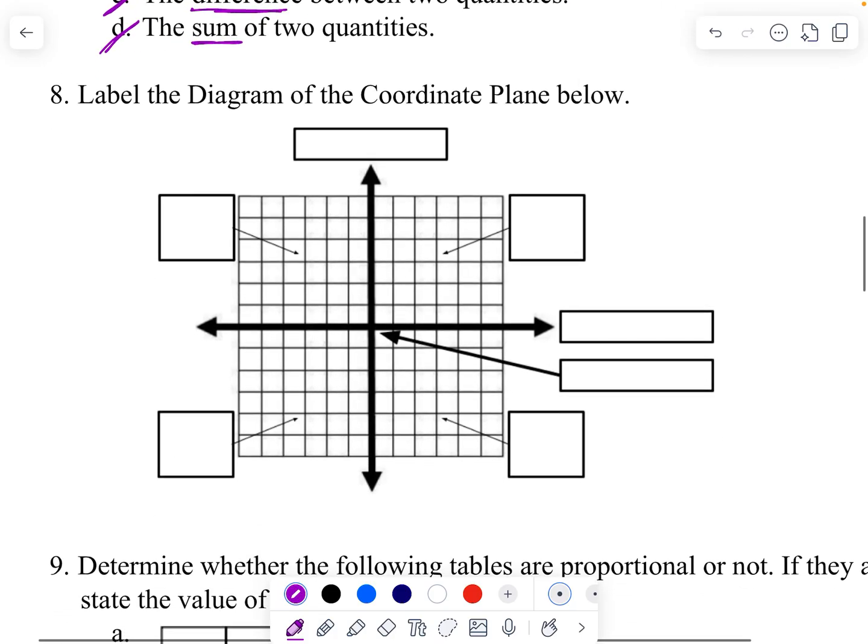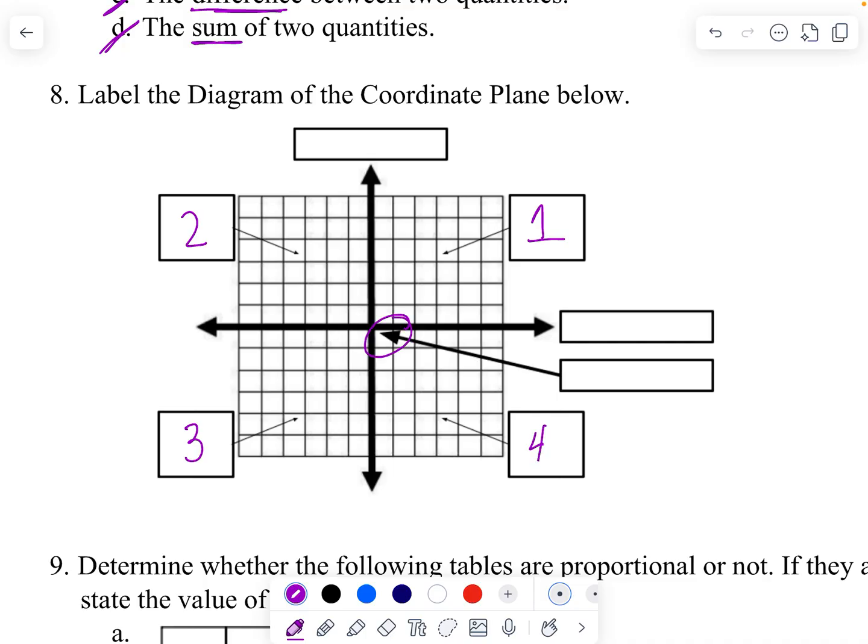Okay, number 8 wants you to just label the diagram. So I'll label it just so you know what is supposed to go in each section. So the top right here is asking about the quadrant. So this is quadrant 1, this is quadrant 2, this is quadrant 3, and this is quadrant 4.